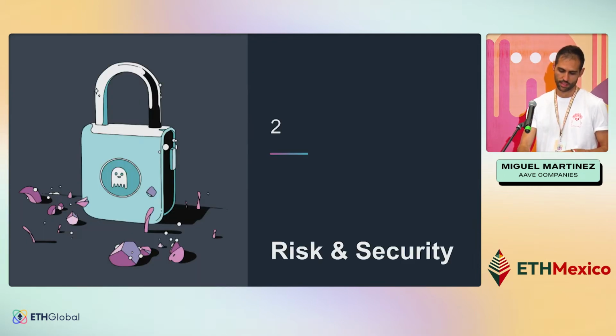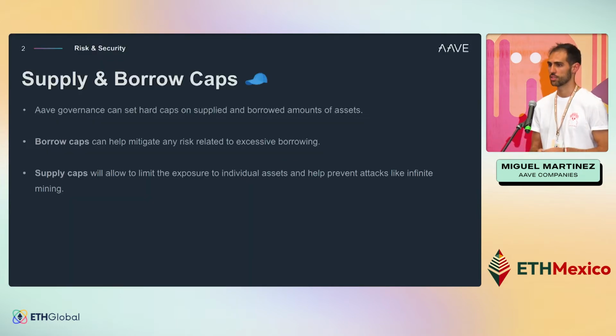In terms of risk and security, there is a bunch of new things that the governance can enact to keep the protocol a lot safer. The first two are supply and borrow caps. These two are pretty easy to understand. They are limits that can be placed on individual tokens on the supply or the borrowing side. So the user can only supply or borrow up to a certain amount.